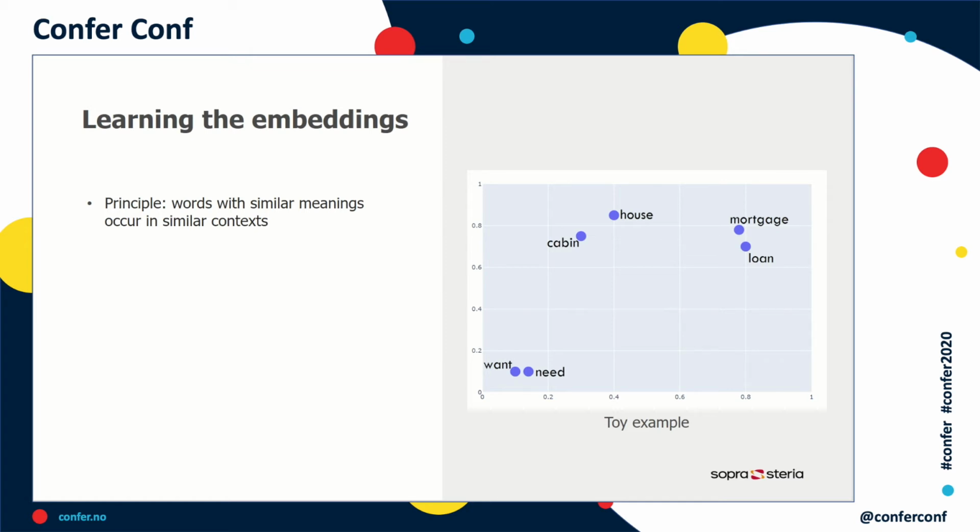To use the toy example here, the words mortgage and loan can be used somewhat interchangeably, such as someone needs a loan to buy a house, or someone needs a mortgage to buy a house, or someone needs something, someone wants something. And these similar contexts, when they occur over a very large data set, together give quite a good representation of what words are similar or dissimilar, and therefore also a way to represent them in a meaningful way.